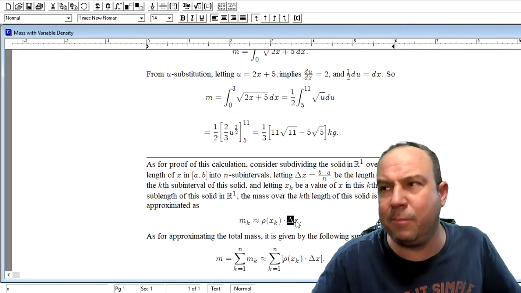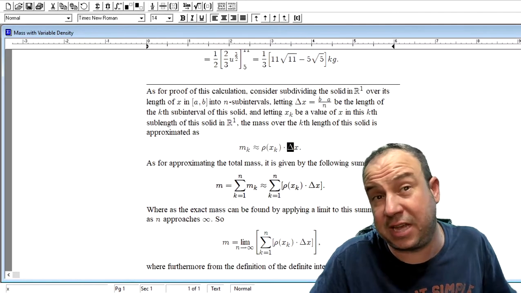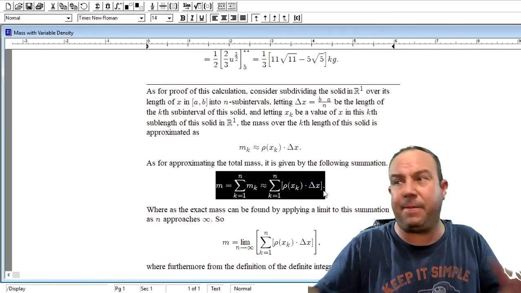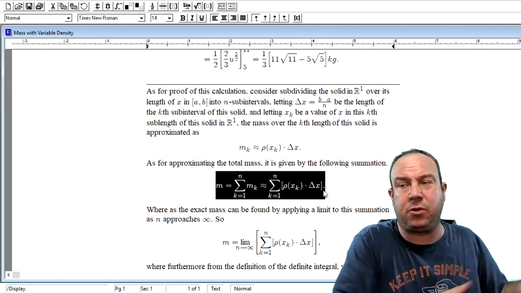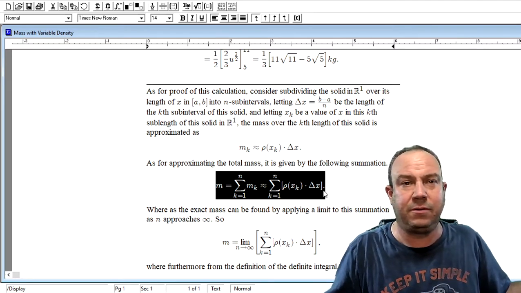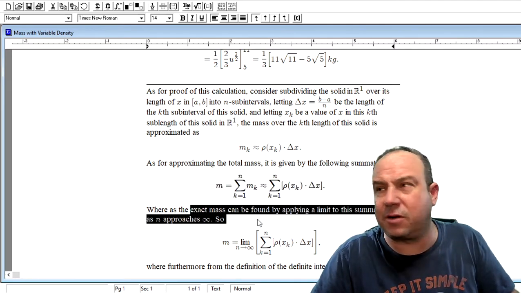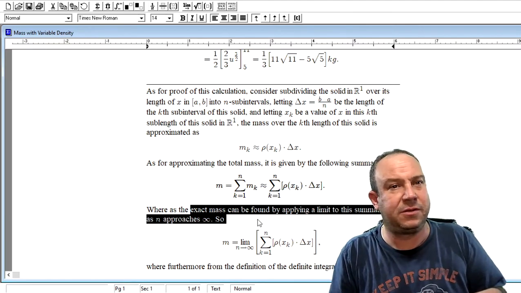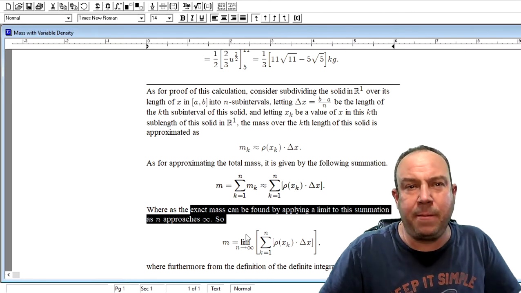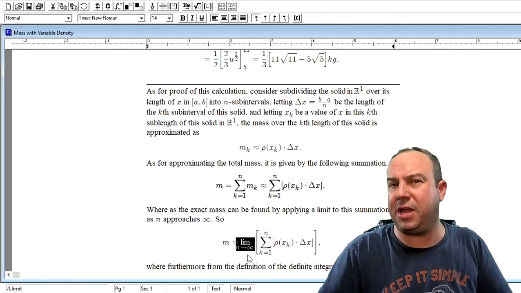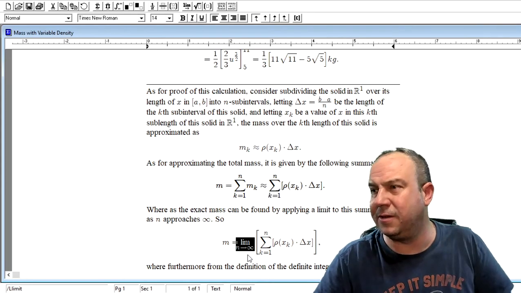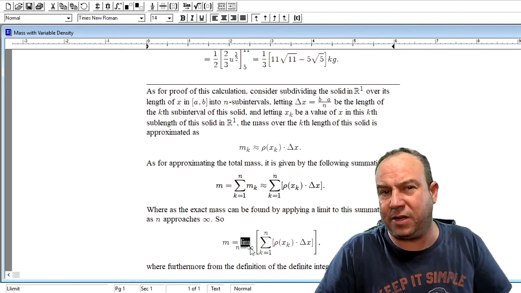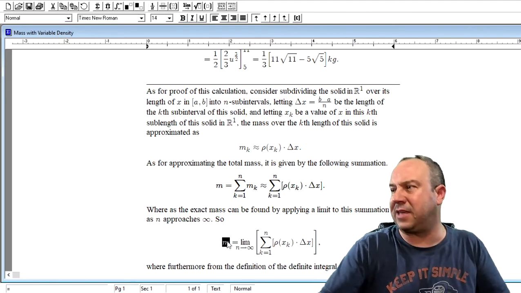To come up with a total approximation of mass, you would add that up for each and every section of rope you cut your rope into. And to make that exact, you would start to subdivide your rope into smaller and smaller subintervals, where you would look at the behavior of each of those summations as n heads off to infinity, and that's going to give you the exact mass of this calculation.